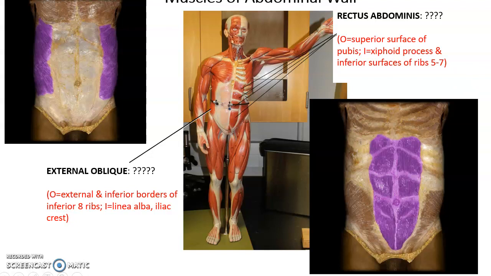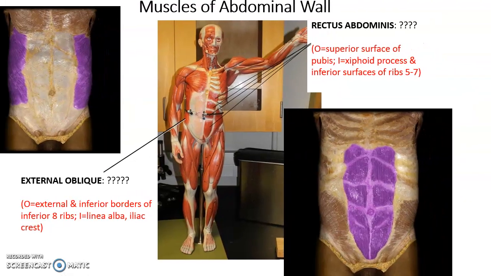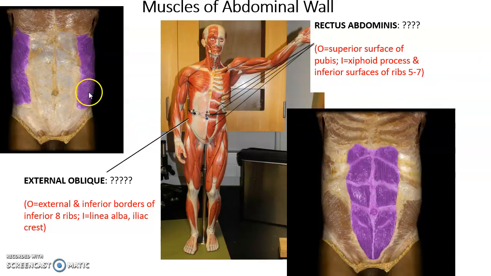All right, muscles of the abdominal wall. Toward the surface of the abdominal wall, we have the rectus abdominis muscles, two of them running side by side. Their origin is in the superior surface of the pubis, of the hip bone, and they insert into the xiphoid process of the sternum and inferior surfaces of ribs 5 through 7.